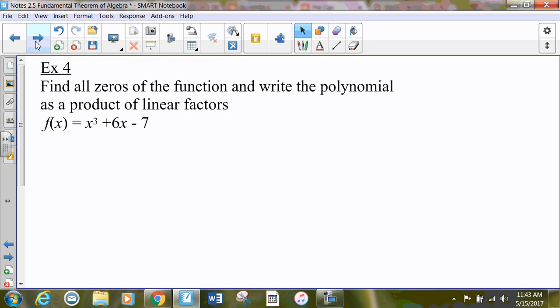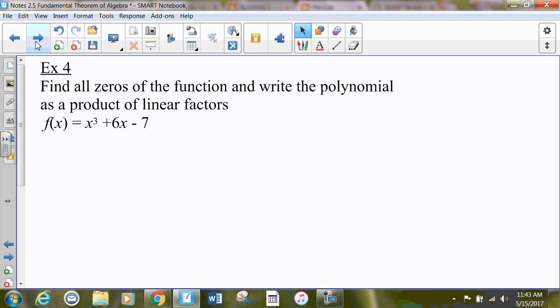All right, example 4. Is this my last example? Yep. Find all zeros of the function and write the polynomial as a product of linear factors. So I'm looking at this cube, and I'm like, oh, darn it, I can't set up my 2 parentheses and factor. I've got to do my p's and q's, right?